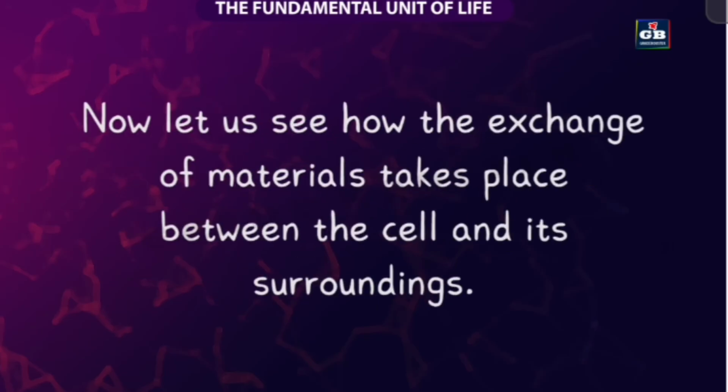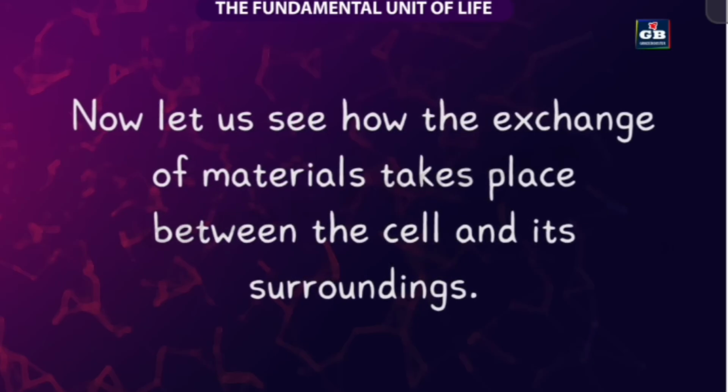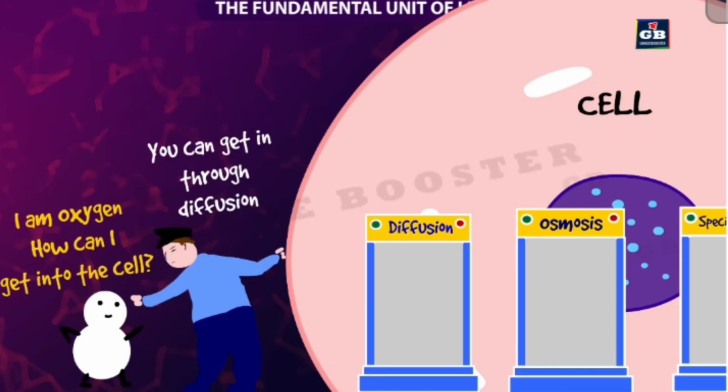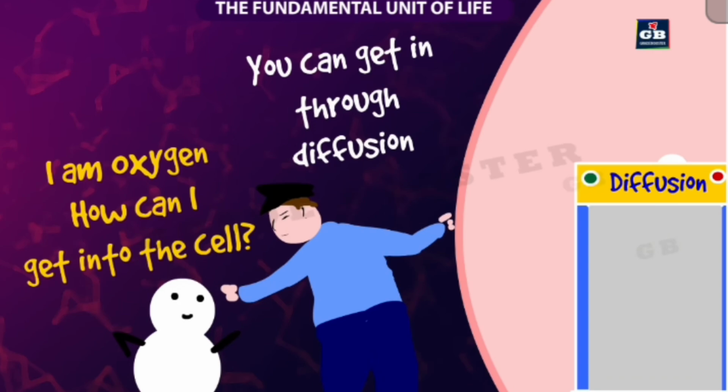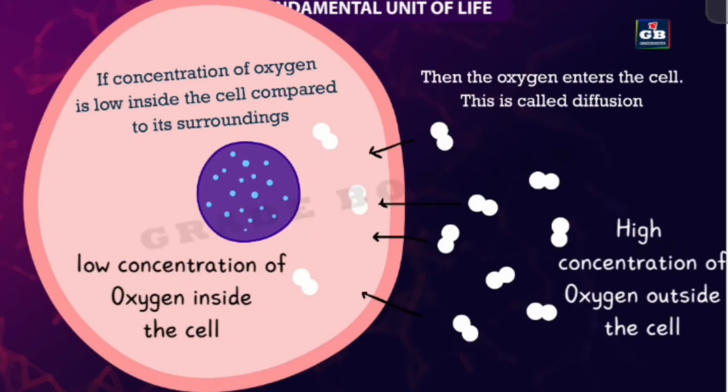Now, let us see how the exchange of materials takes place between the cell and its surroundings. The exchange of gases takes place between the cell and its surroundings by a process called as diffusion. Do you know what is diffusion? The movement of molecules from a higher concentration area to low concentration area is called diffusion. Here we can see the concentration of oxygen outside the cell is high compared to the concentration of oxygen inside the cell. So, the oxygen molecules move from higher concentration to lower concentration. That means these oxygen molecules enter the cell through the plasma membrane. This process is called diffusion.